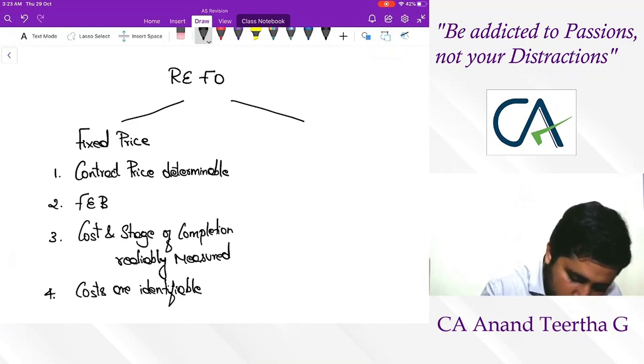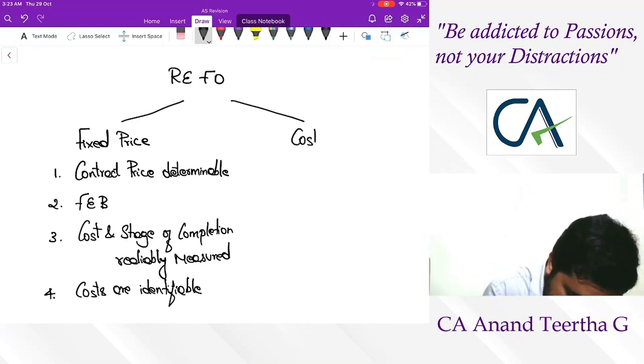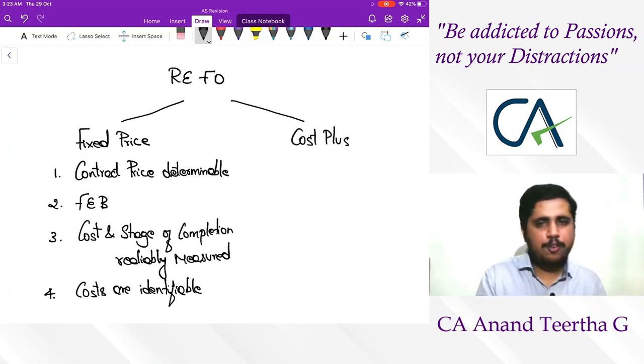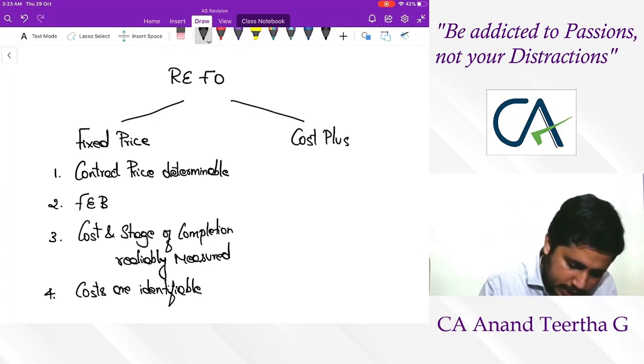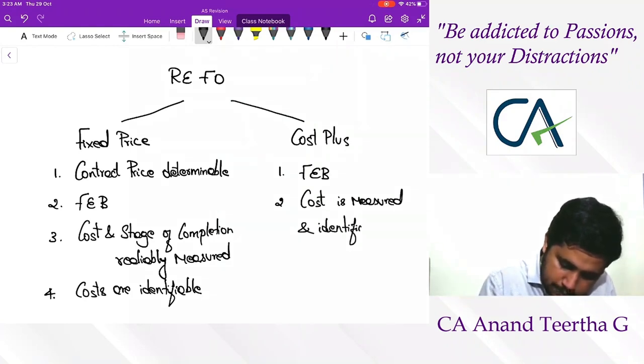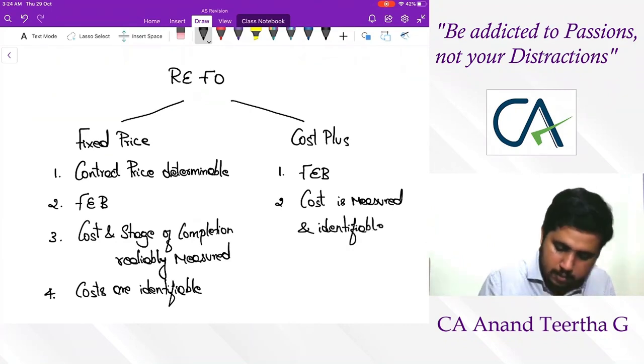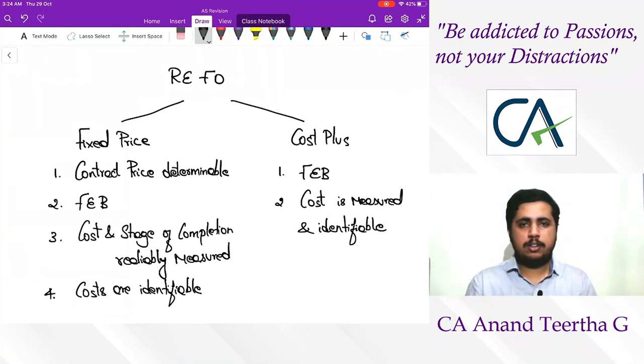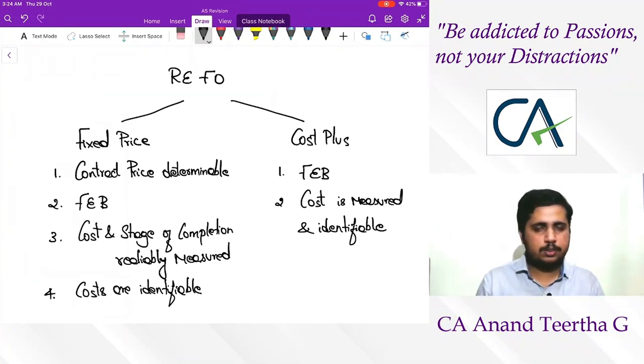Now if I follow a cost plus contract, only two conditions are enough. One is future economic benefit should flow to the enterprise. Second one, cost is measured and identifiable. Because when it comes to a cost plus contract, there is no contract price which is fixed, so no need.